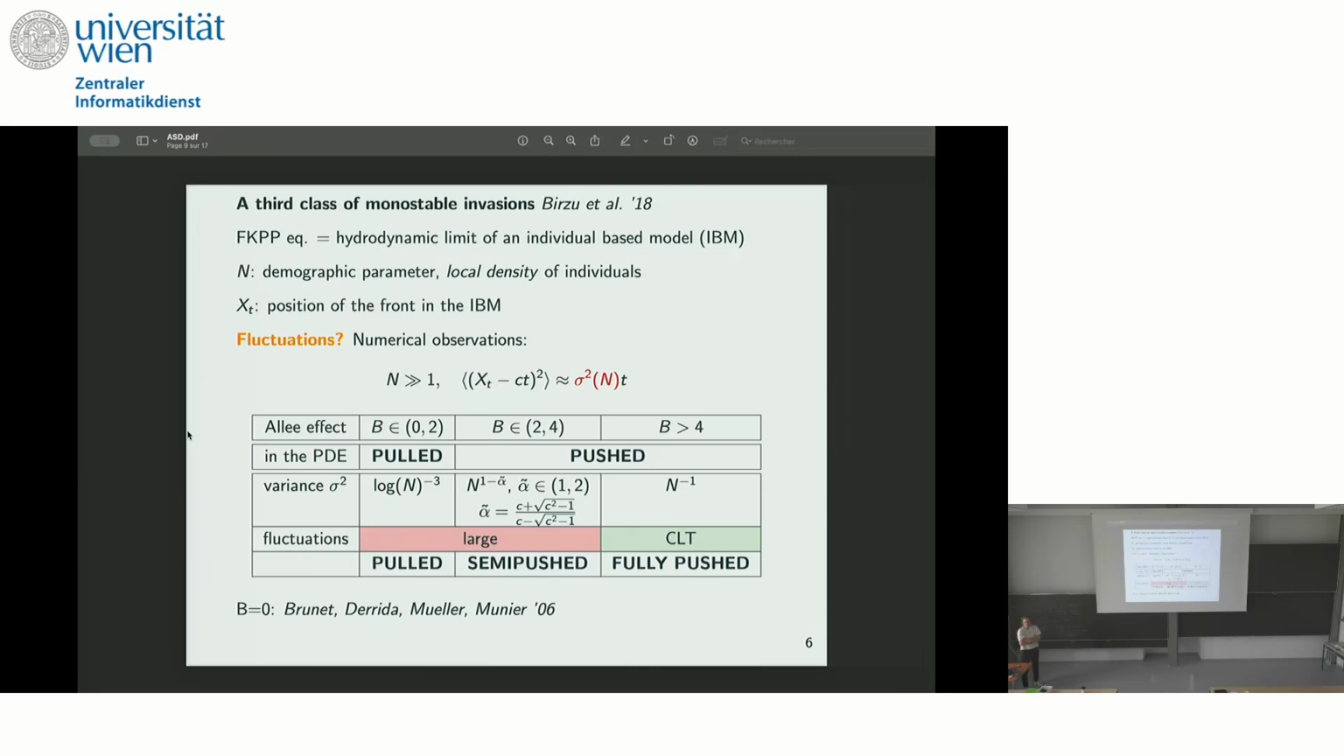Now the goal is to design a toy model that helps capture the internal mechanisms that lead to these fluctuations. So for now, it's only based on the fluctuations in the position of the front. So for fully pushed, you have fluctuations of the order 1 over N. You call it fully pushed, and if it's larger, you say it's semi-pushed. And we'll try to give a better definition of that.